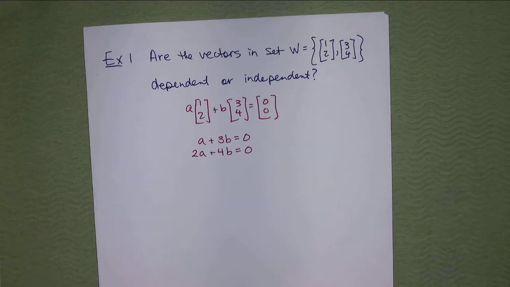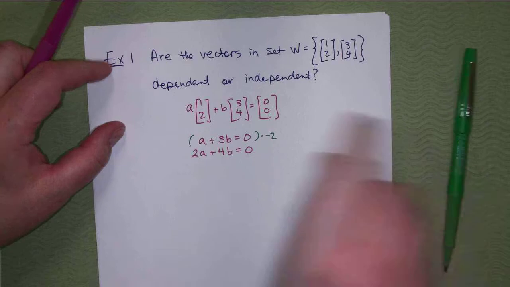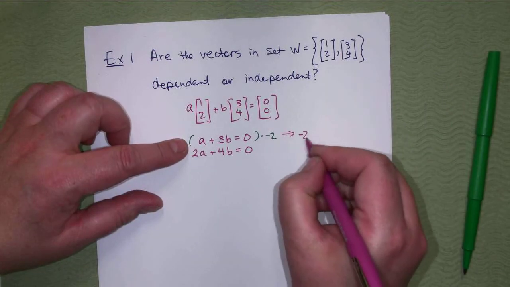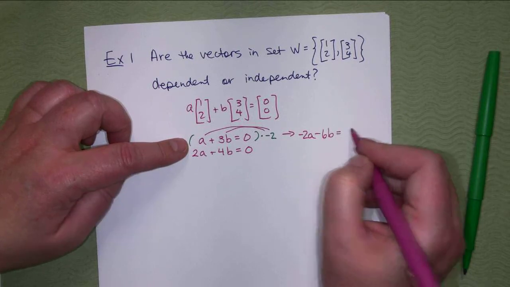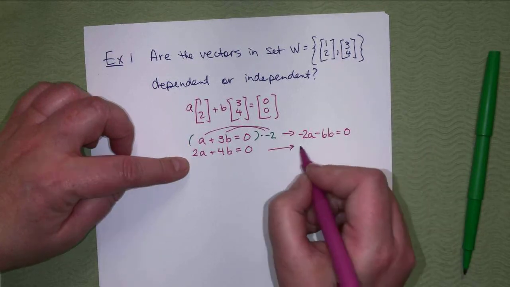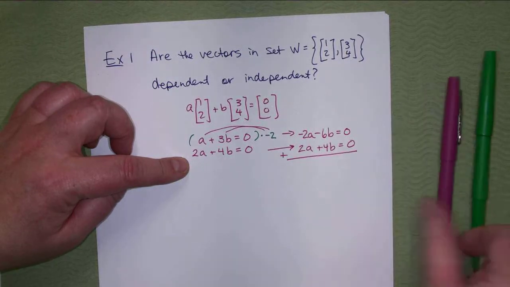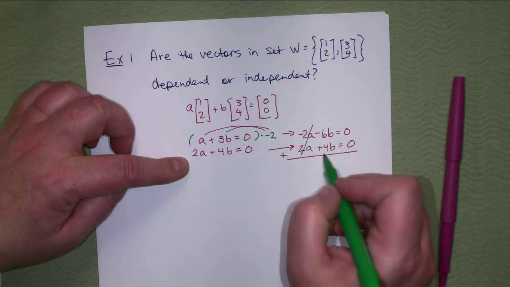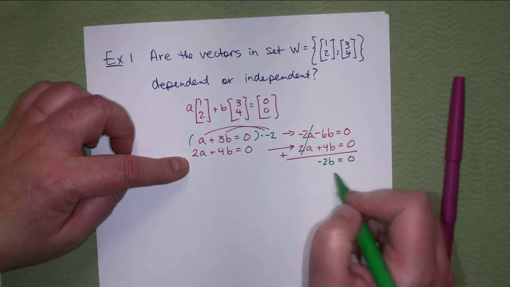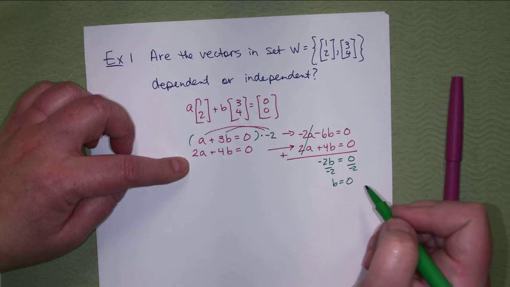So what might we do to solve this? Multiply the top one by -2? If we do that, we will get -2A minus 6B equals 0; 0 times -2 is still 0. And if I write this one, add them together. Minus 2A plus 2A cancels, which is what we were doing. Minus 6B plus 4B. Solving for B, B equals 0. So what do you think that means?